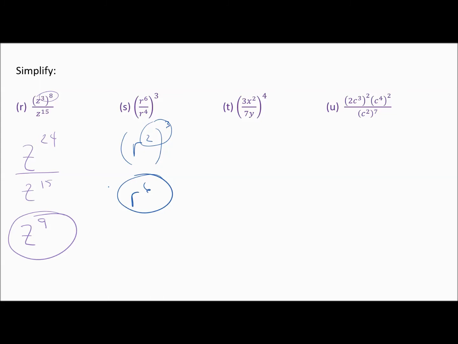Now you wouldn't be wrong to say that's r to the 18th over r to the 12th, and then do 18 minus 12, still going to give you r to the 6th. So you're not wrong if you thought to do that first. It's just a little extra work that's not required.